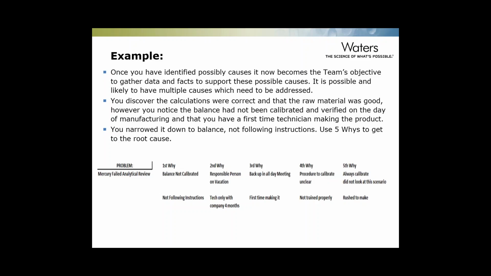Again, excuses, not necessarily causes, but you take those excuses, you take those reasons, and you drill down and you say, okay, the person wasn't trained properly. People don't know that the balance has to be calibrated, and they need to be checking the log to make sure it was done that day. If it wasn't done, it's their responsibility to do it. So when you look at this whole process and you look at the root causes, it comes down to training, clarity, procedures, and making sure those things take place.